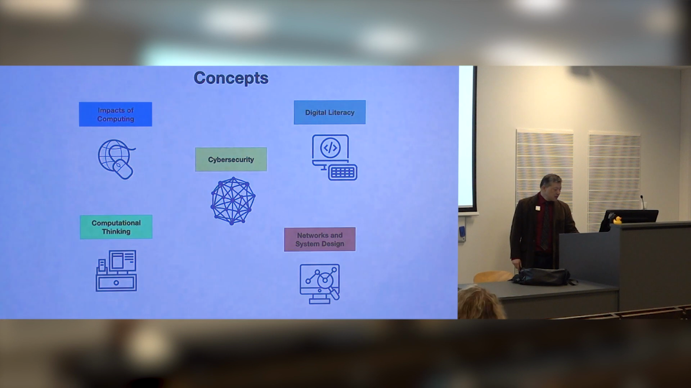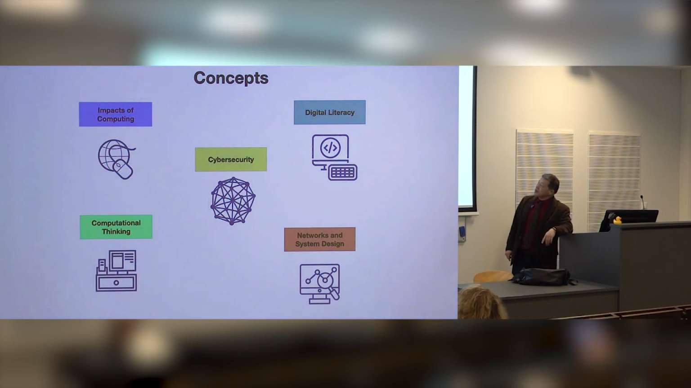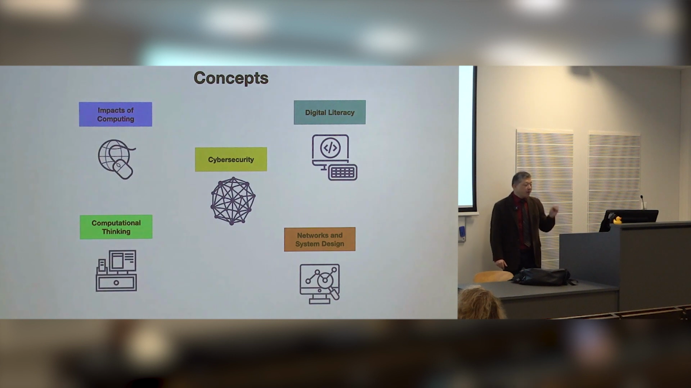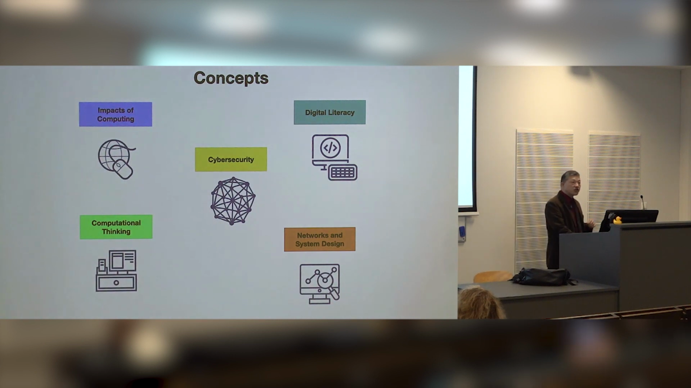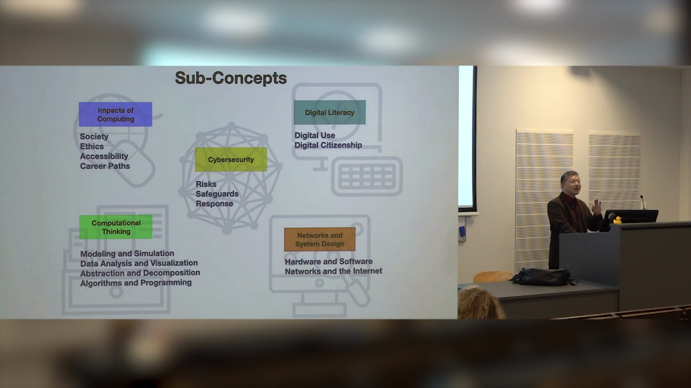The standards are broken out into these 5 areas, and these are similar to other frameworks as well. We typically focus on the impacts of computing, issues of cybersecurity, digital literacy, networks and system design, and computational thinking. So when we teach computer science, it's not just about computational thinking. It's also about society, ethics, accessibility, how the internet works, how packets get transferred over the internet, and also digital citizenship.